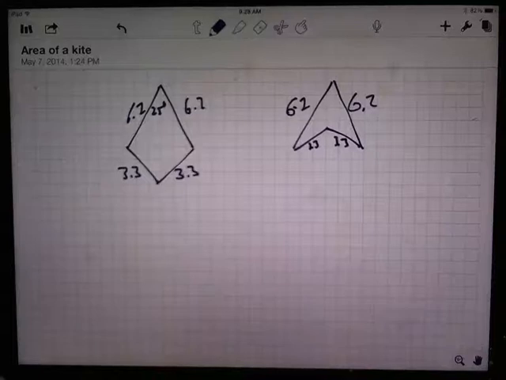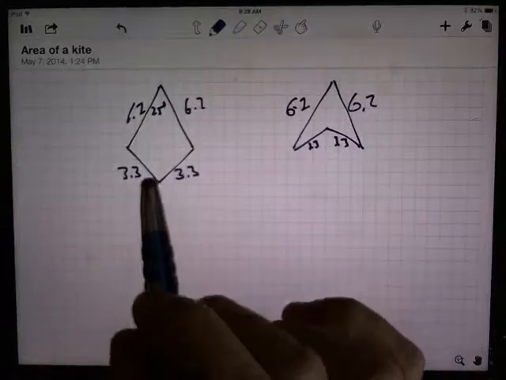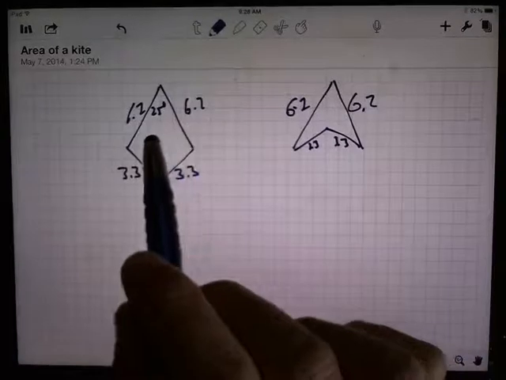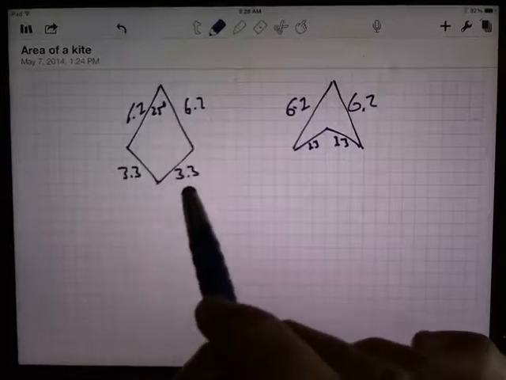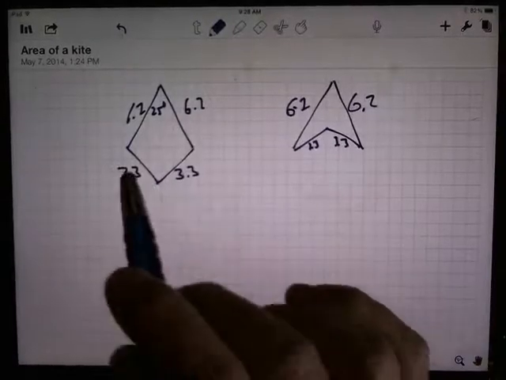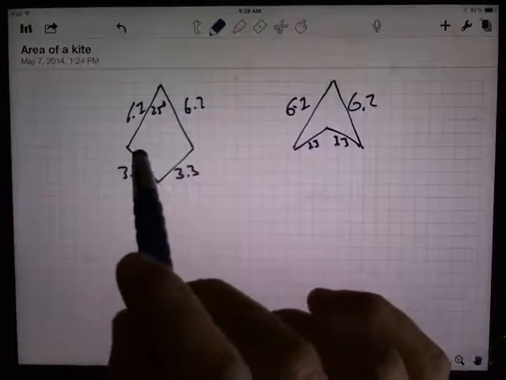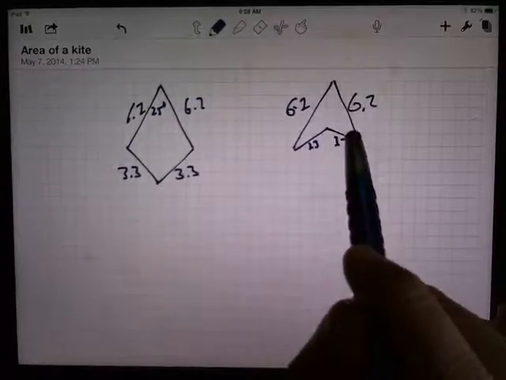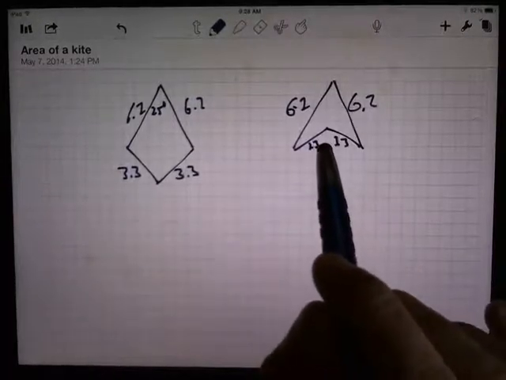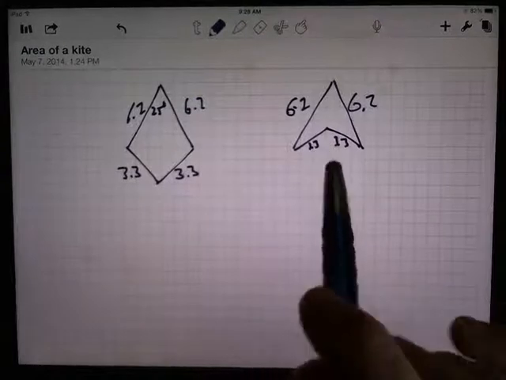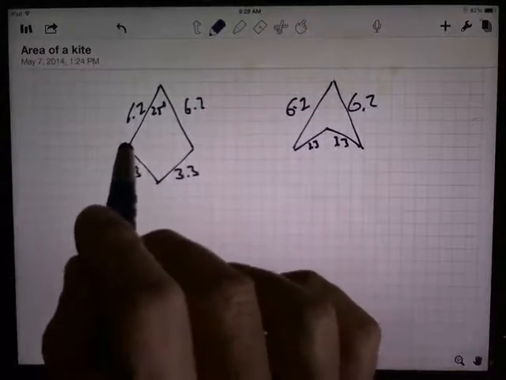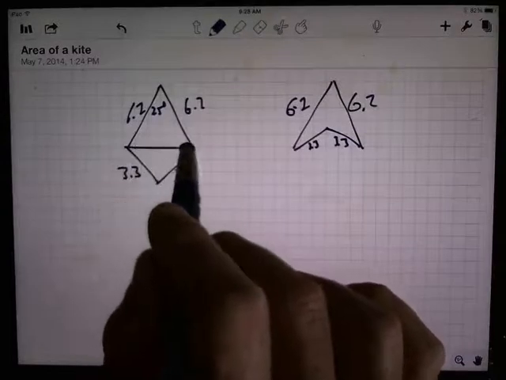Here's the area of a kite. The numbers given: 6.2 for the long sides, 3.3 for the short sides. There are two configurations. Either the kite is convex, and in that case it looks like this, or it's more like a dart or an arrowhead, like this. The thing is, what we can do is split the kite into two triangles.